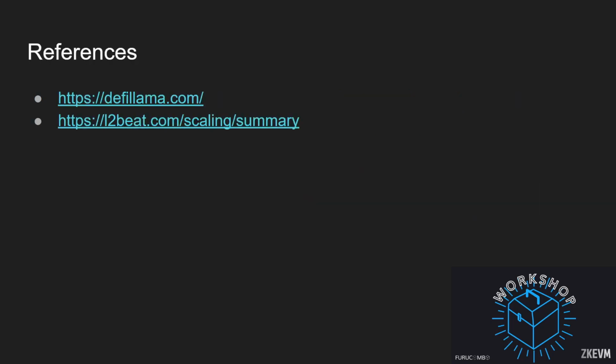And here are some references. DeFi Llama and L2BEAT are really, really good resources for determining TVL, security risks, what applications users are using on chain, things like that. So if you are looking for more information, you can check out these websites and dig more into the different options that they have available for you to check out.